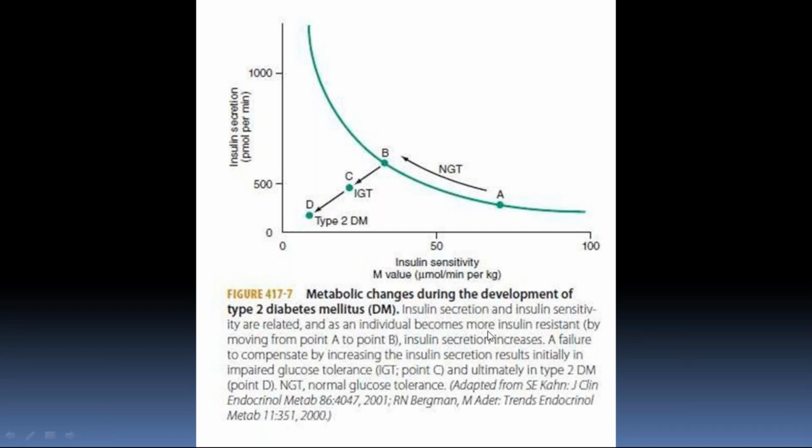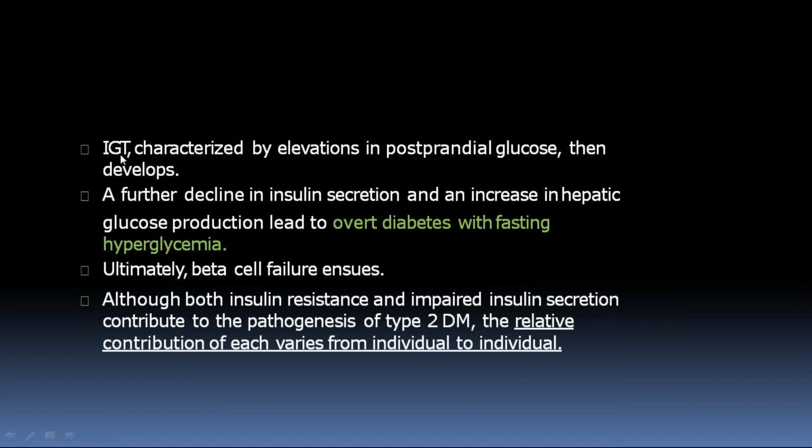So as an individual becomes more insulin resistant by moving from point A to B, the insulin secretion increases. He is becoming more insulin resistant. A failure to compensate by increasing the insulin secretion results initially in impaired glucose tolerance, like I told. Impaired glucose tolerance is characterized by elevations in the postprandial glucose.